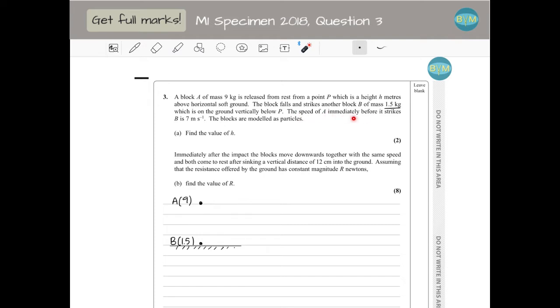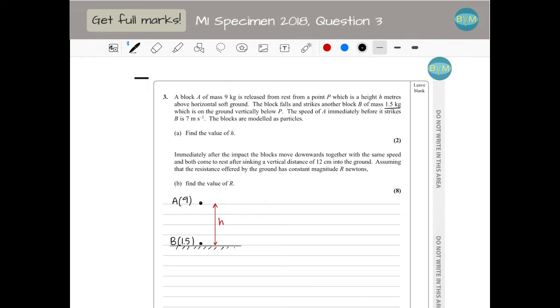Then the speed of A immediately before it strikes B is 7 meters per second. Blocks are modeled as particles. So you have this particle here falling freely under gravity from here to here, and then something else happens. But the first thing they ask us is this distance h, this height where A is relative to the ground. So this h.